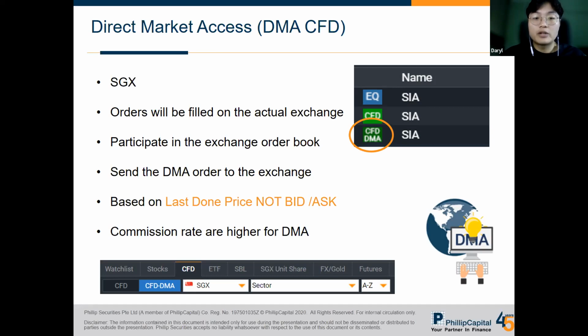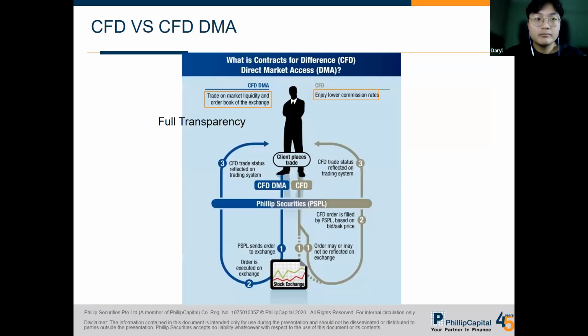Do note that if you are trading CFD DMA, in order to locate them, you have to click on the CFD DMA, like the photo shown. So this is the summarized version of how a CFD and a DMA works. For DMA, you route your order to the exchange, and execution is done on the exchange, which is traded on the market liquidity, and the order book of the exchange will give the investors full transparency. This will be reflected on the exchange just like stock.